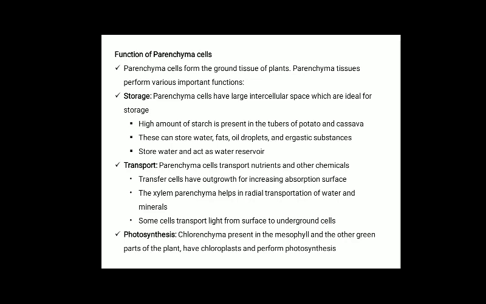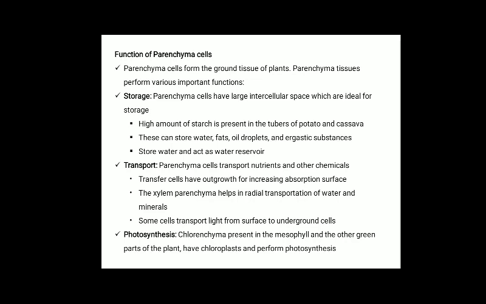Then transport. Parenchyma cells transport nutrients and other chemicals. Transfer cells have outgrowths for increasing the absorption surface. The xylem parenchyma helps in radial transportation of water and minerals. Some cells transport light from surface to underground cells.